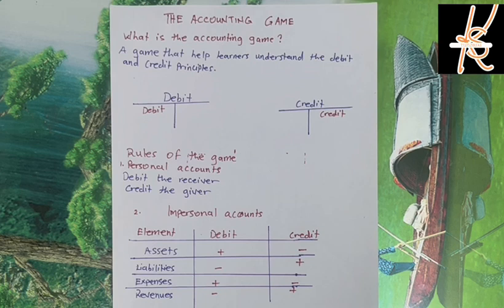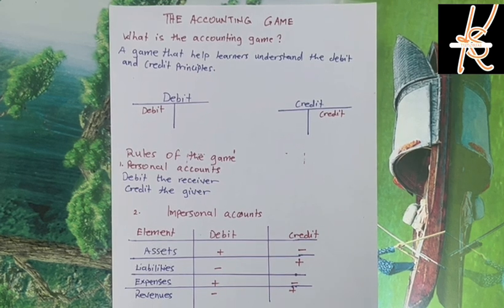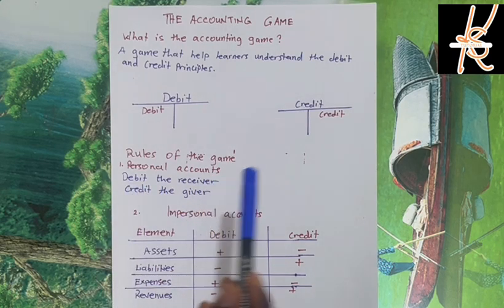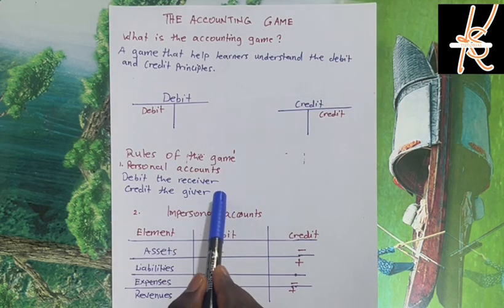So what are we going to do to Ama's personal account? We are going to debit our cash, and then we'll credit Ama. Who is Ama? Ama is a giver. He is giving to the company. That's why we say credit the giver. Ama is giving to the company, so we credit Ama's account.